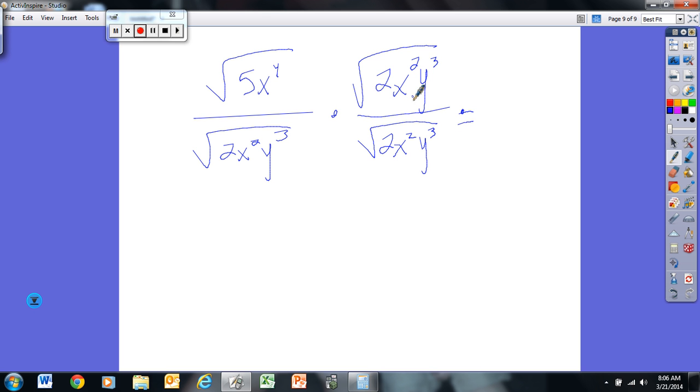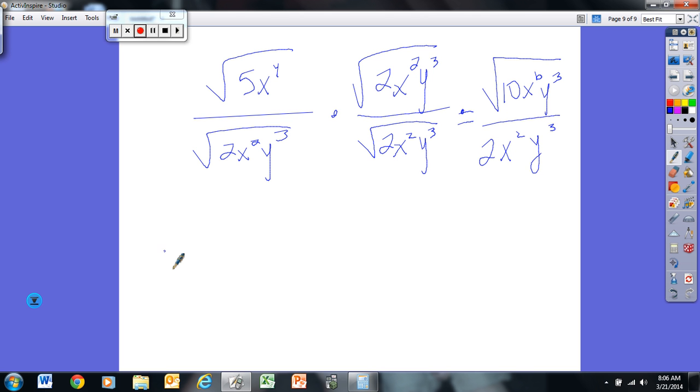So, root 5 times root 2 is root 10. X to the 4th times x squared is x to the 6th. Y cubed over root 2 times root 2 is 4. Remember, when you multiply a radical by itself, you just get what's underneath. So it's not 4, I lied. It's 2x squared y cubed.